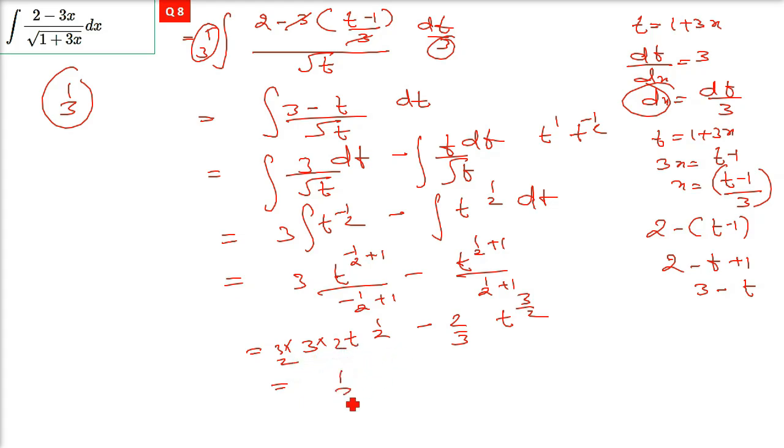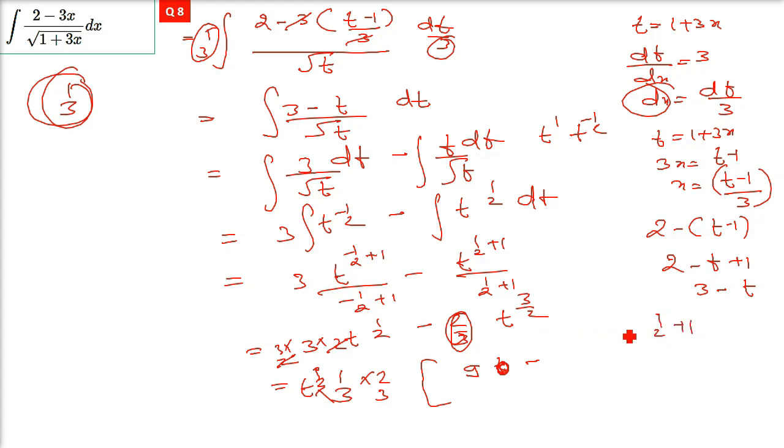2 is already there. 1 by 3 is already there, because previously I told you it is dt by 3. So if you're taking 2 by 3 common, you have to have a multiplication of this. So all this is going on. This is simple calculation, right? You don't have to worry about all this, you know already about that.